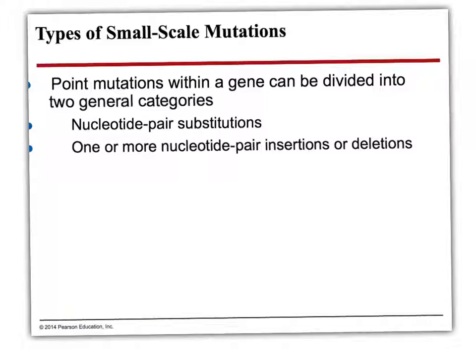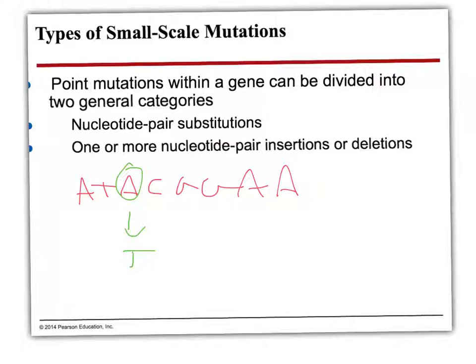So if we have the normal DNA sequence, which is A, T, A, C, G, G, A, a nucleotide pair substitution would be we're going to take out, say, this A, and we're going to change it to a T. Still the same number of nucleotides, right? It would code for the same number of codons. It's just going to be different codons.